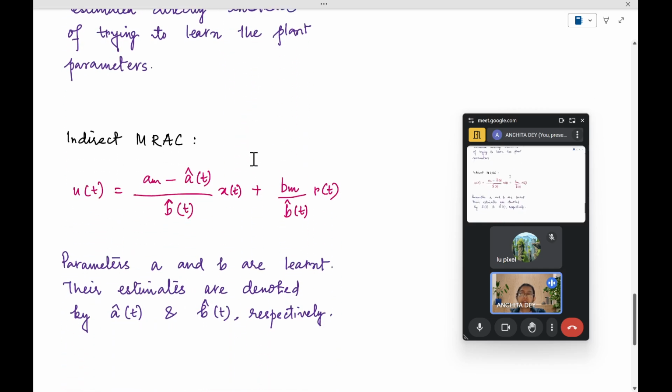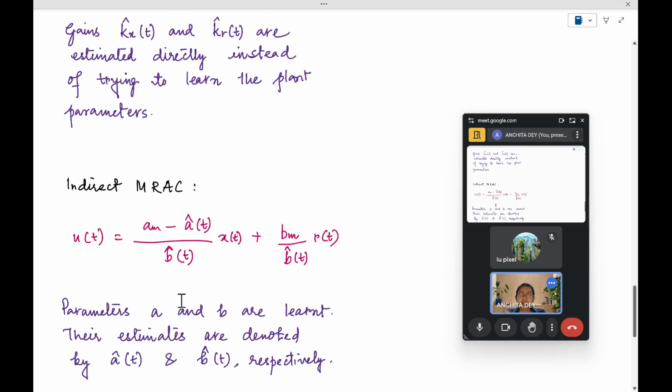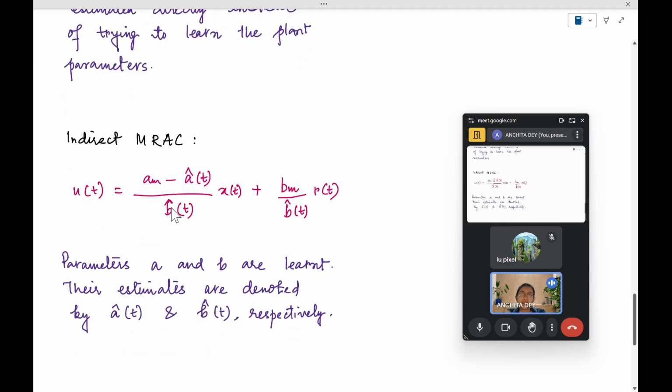But in case of indirect, we are referring to situations where we want to learn about the unknown system parameters as well. So here kx hat is equal to this expression itself, but instead of kx hat, we want to particularly learn about a hat and b hat. That means these parameters a and b are learned, and that's why we call it indirect, because we first compute these estimates and then find out the value of this gain here. Similarly, we find b hat and then see what would be the value of bm by b hat.